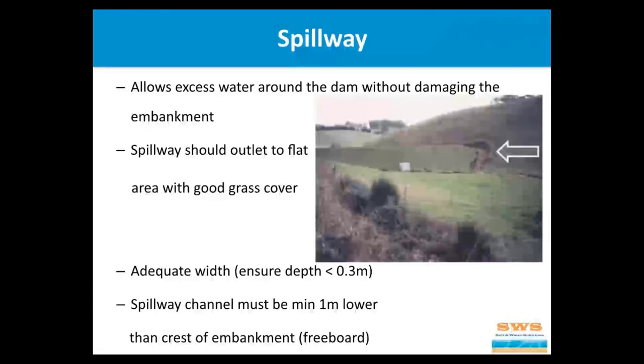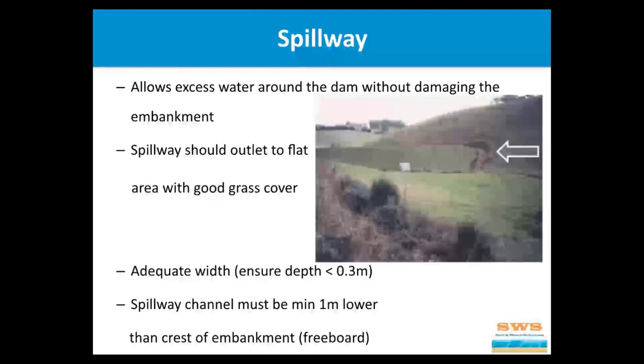Once flows pick up over 3 metres a second, we've got the potential to uproot grass or lift grass and then take it in the water. And then that exposes the subsoil, and then we get the potential for erosion to occur. So reducing that depth of flow of the spillway reduces our velocities and allows that to work safely. And again, the spillway, we like it 1 metre lower than the embankment of a dam.